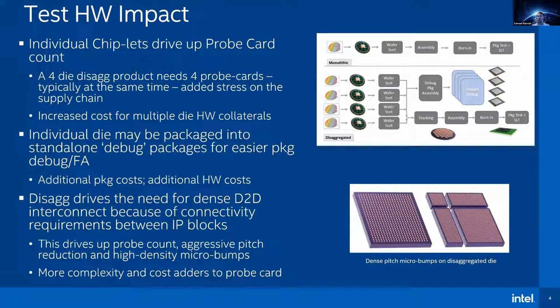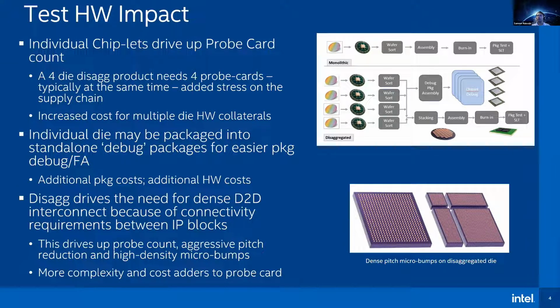It adds to the stress in the supply chain because these same suppliers now have to source multiple probe cards. And what's even more interesting is that all of these are now complex technologies, micro bump pitch, so they are more expensive. They're complicated probe cards that put additional stress and additional cost in the collateral space.